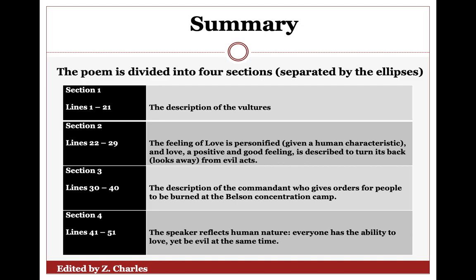In section 3, lines 30 to 40, we get the description of a different vulture, and in this context, it is a commandant, who gives orders for people to be burned at the Belsen concentration camp. And then in section 4, the last part of the poem, lines 41 to 51, the speaker reflects on human nature. Remember, we discussed this in the beginning of the poem. The speaker is reflecting that everyone has the ability to love yet be evil at the same time.